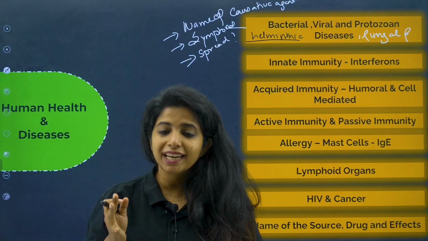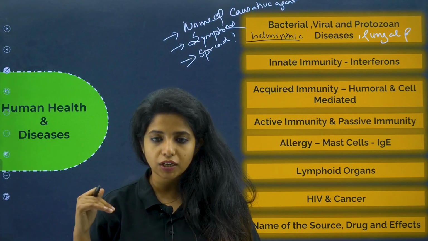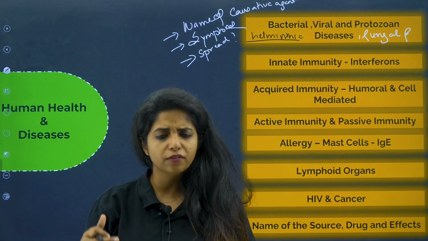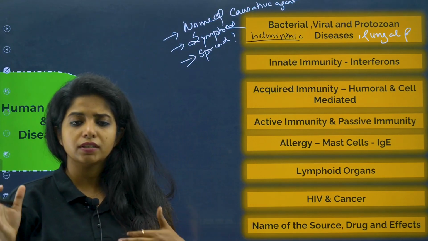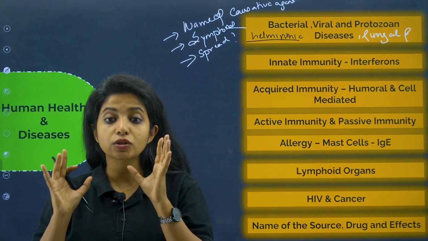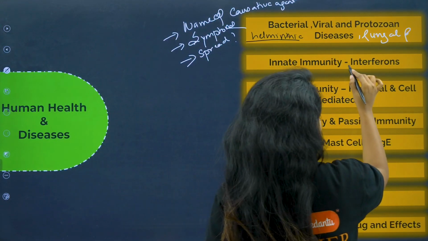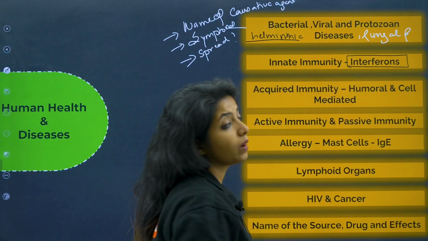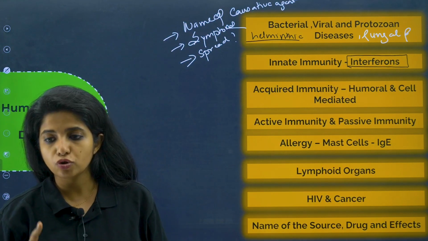Now, under innate immunity, just go through each and every point of innate immunity, cellular defense, physiological defense, things like that. There are so many things, right. Now, under that, interferons are very much important. Interferons are released by virus-infected cells, my dear children. So you should be knowing about that.